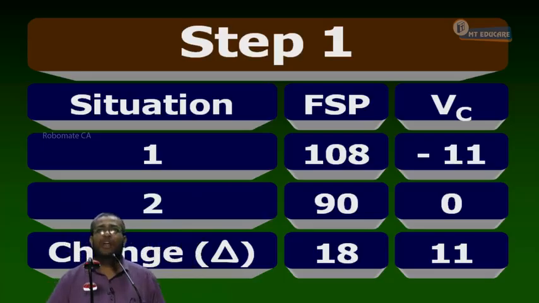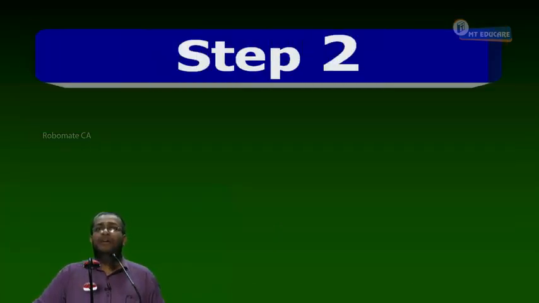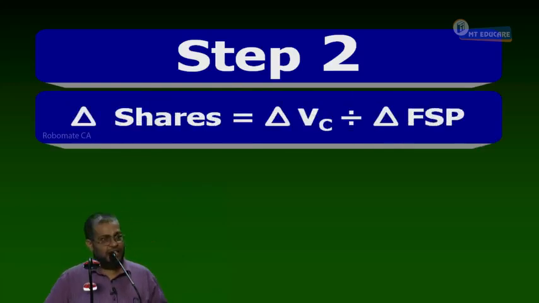Now, next step. Step 1 or step 2? Step 2: calculation of delta shares. I forgot the formula. What is delta equal to? Change in VC divided by change in FSP. Delta shares is equal to change in value of call divided by change in FSP. The word triangle means change. Triangle indicates delta.